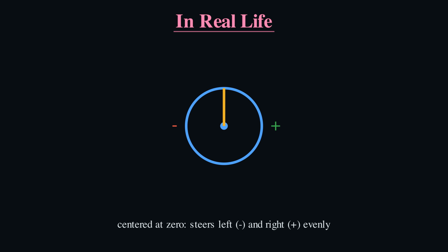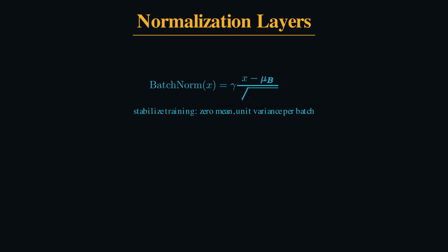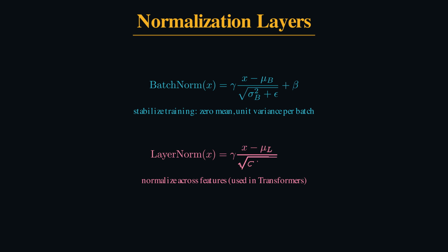Because tanh is centered at 0, it steers both ways evenly. That balance helps a network learn. BatchNorm and LayerNorm look identical, but they normalize different axes. BatchNorm takes the mean and variance across the batch. LayerNorm does it across the features, for each example separately.